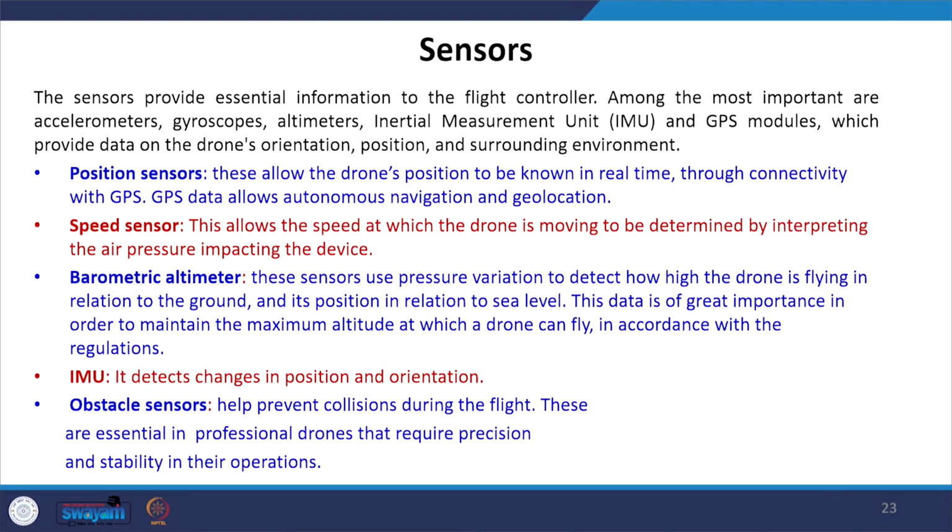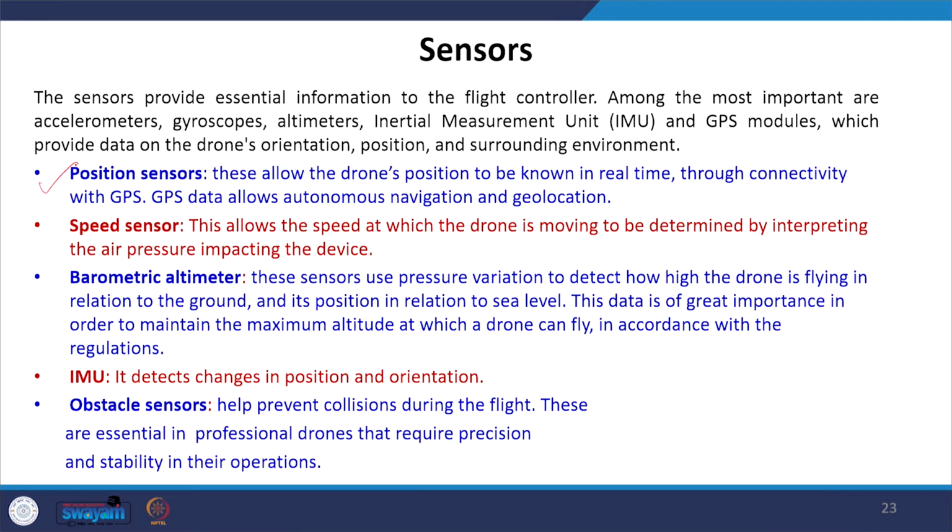So these are categorized into different categories, like position sensors. We use a GPS sensor and we get position, and it helps us with automated navigation and geolocation of the data. Then we have the speed sensor. It allows the speed at which the drone is moving to be determined by interpreting the air pressure impacting the device. Then we have the barometric altimeter, which measures the atmospheric pressure, gives the altitude and maintains the altitude of the drone system.